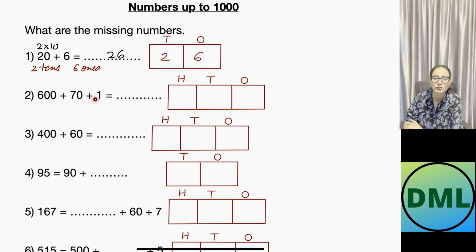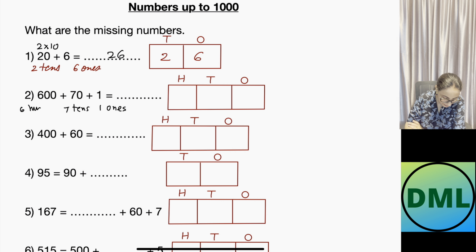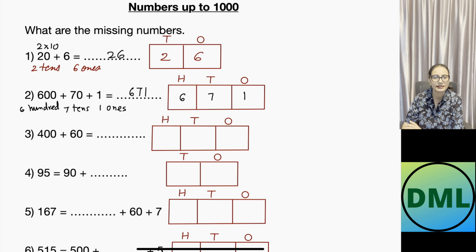600 plus 70 plus 1. How are we going to add that? Let's write down at what places they lie. 1 is at the ones place. 70 will be written as 7 tens. 600 will be written as 6 hundreds. Let's place it in the box. At the ones place, I will put 1. At the tens place, I will put 7. At the hundreds place, I will put 6. My number will be 671. Let's write it down here. You will read it as 671. Let's see the next example here.